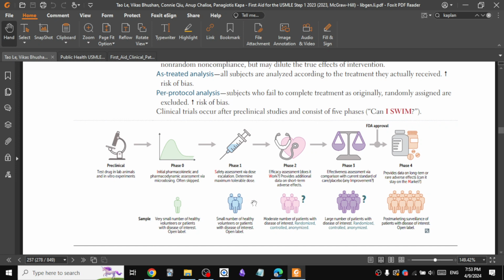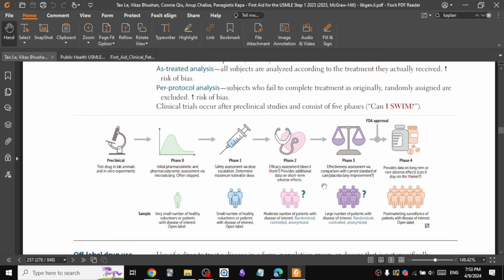So this is in phase 1. I conducted my distribution and stuff like that in phase 0. Now I have my safety in phase 1. Phase 2 is how efficacious is it, right? So if I give it to 10 people, do all 10 people show these beneficial or harmful effects?